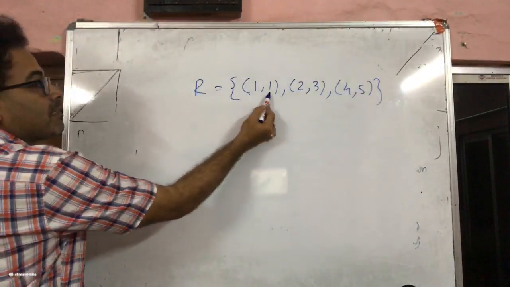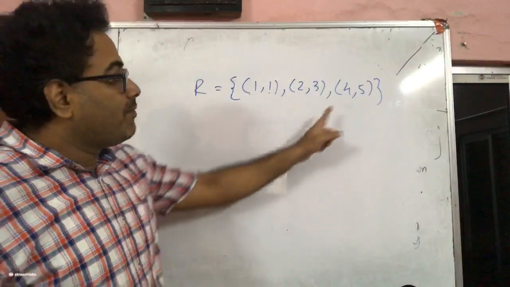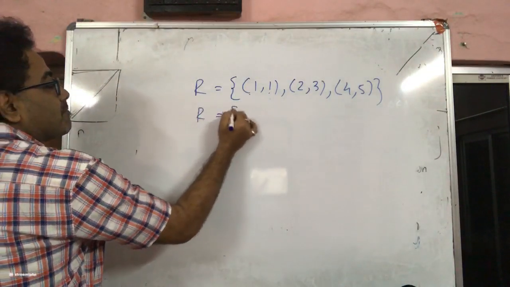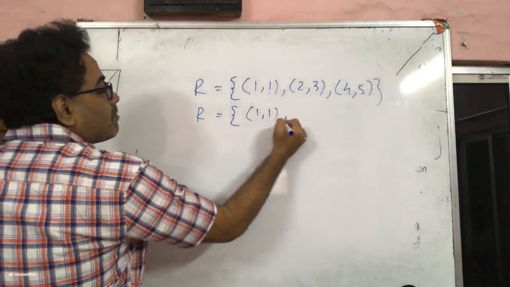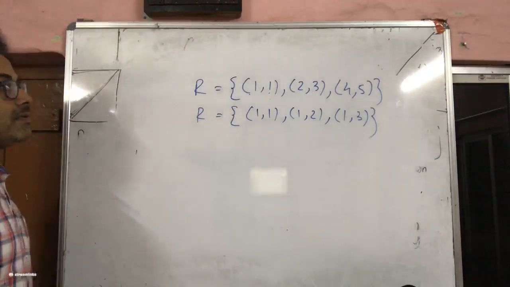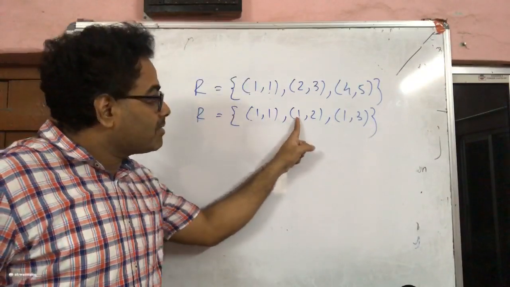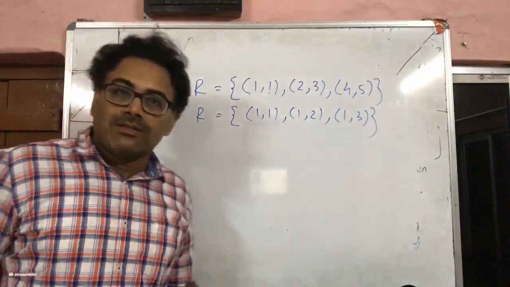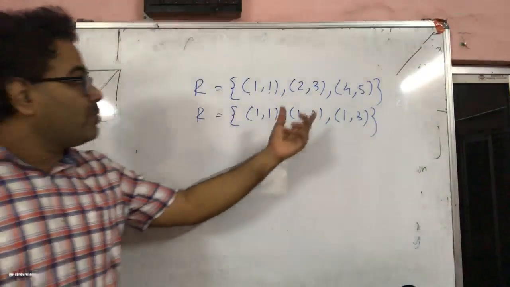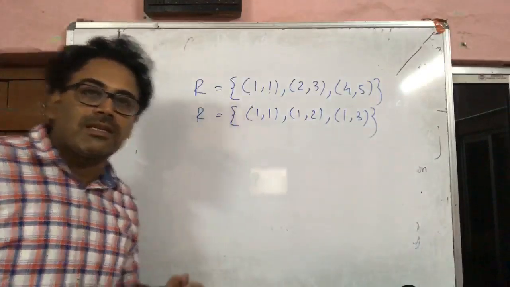For each x there exists a unique y. No, for this x this y is also there. So as I told, no two ordered pairs have the first element common. Is that happening here? It is not. So it is not a function.